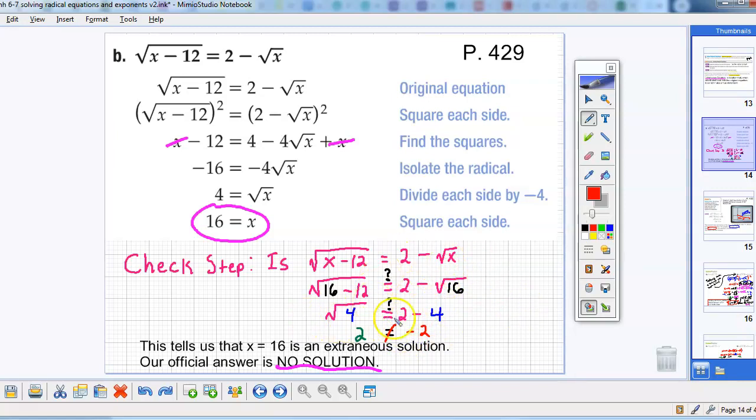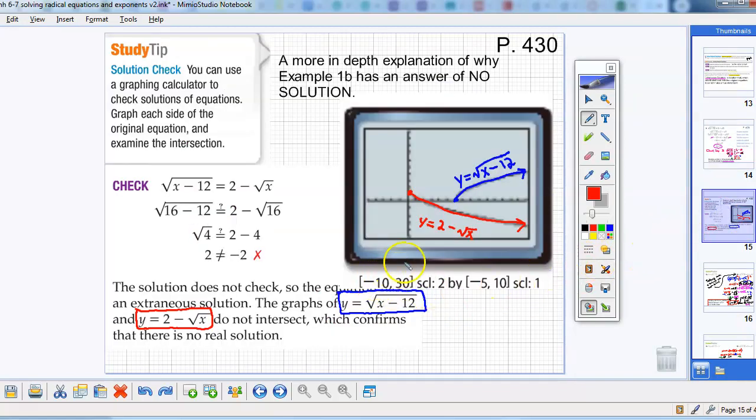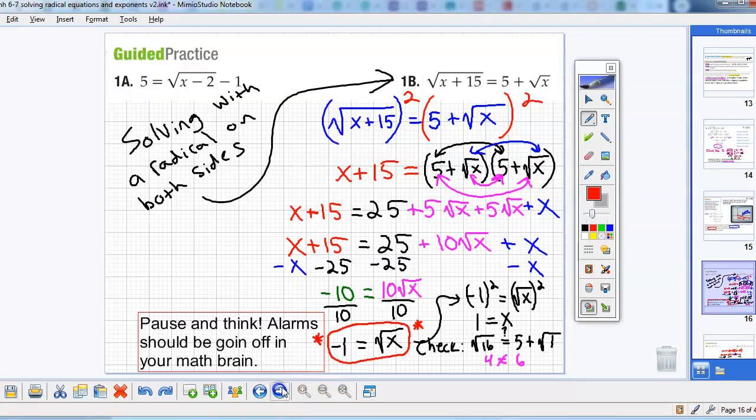Let's say that you didn't trust yourself there and you wanted to get another visual. You could graph both the left side and the right side, using your graphing calculator. Maybe set y1 equal to the square root of x minus 12 and y2 equal to 2 minus the square root of x. You'll see that these never intersect. One's going up and to the right, and the other's going down into the right. So they're never going to cross paths. They'll never be equal to each other. The left side will never equal the right side. And so that's why we're going to have no solution effectively.